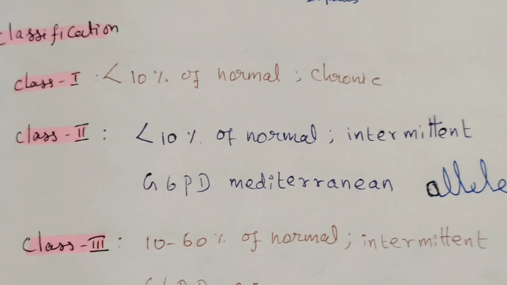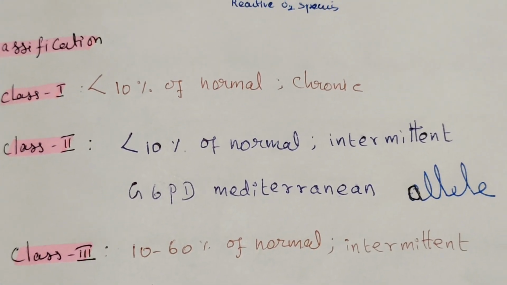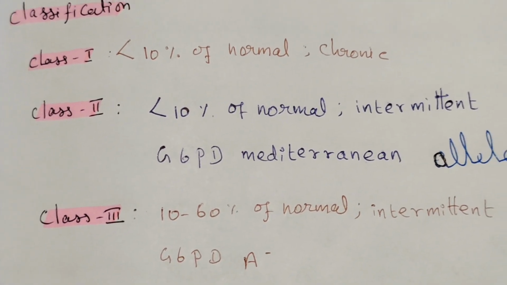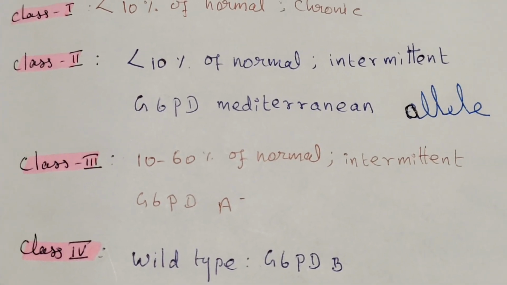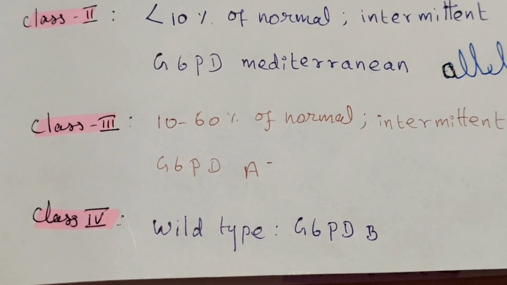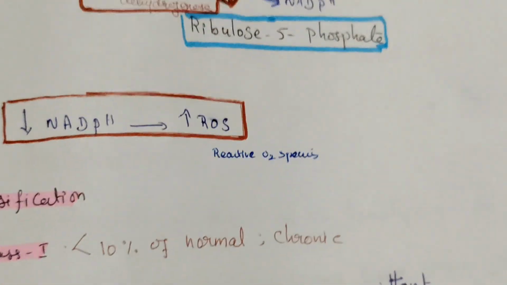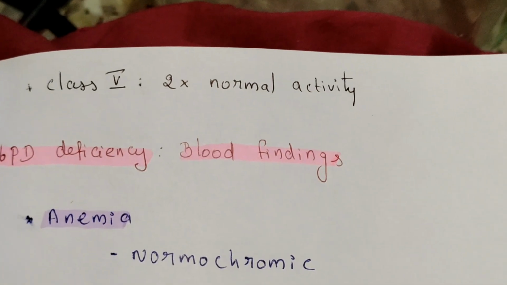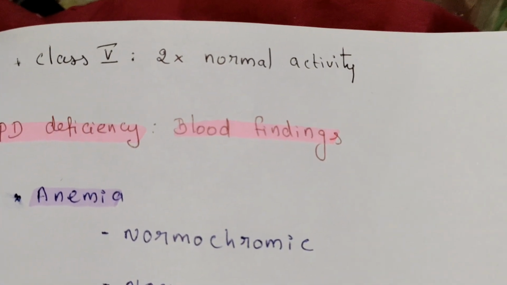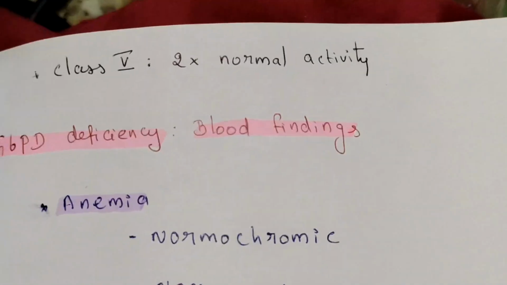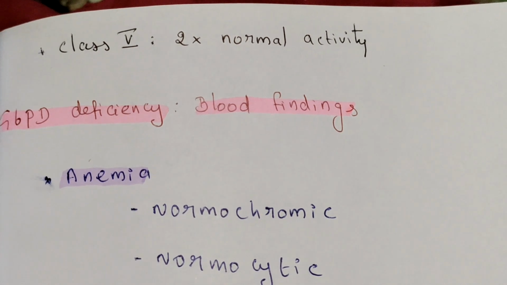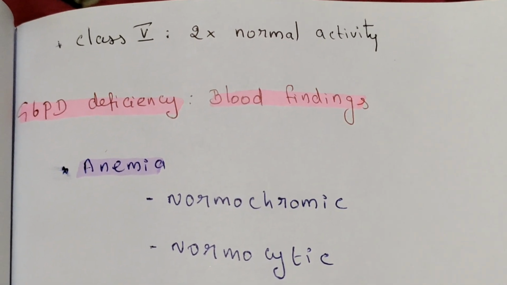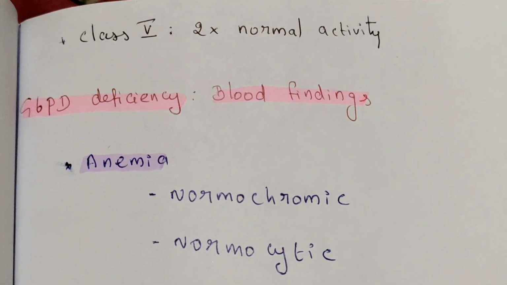Class 1 is less than 10 percent of normal, and this one is chronic. Class 2 is less than 10 percent of normal, intermittent. Class 3 is 10 to 60 percent of normal. Class 4 is normal type. Class 5 is 2 times the normal activity, and there does not seem to be any clinical issue with this individual at all.